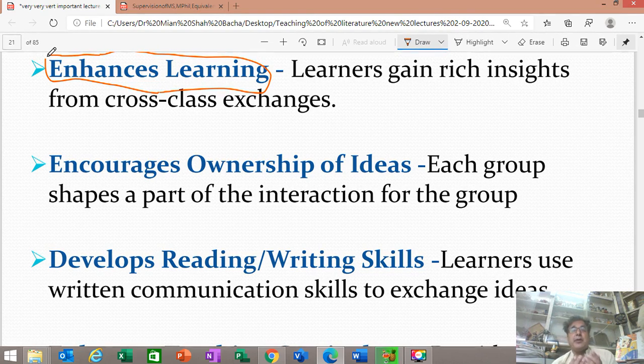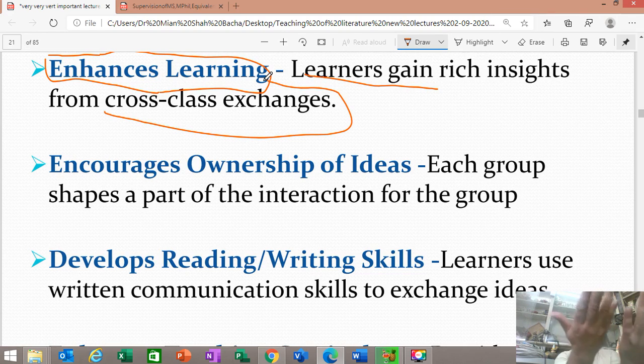But due to this pandemic and this corona, indeed, I have done so many things for virtual learning and for virtual teaching. Remember, it enhances learning. Learners gain rich insight from cross-class exchanges, and moreover, they are also familiarized with technology, computer systems, software and so many things.